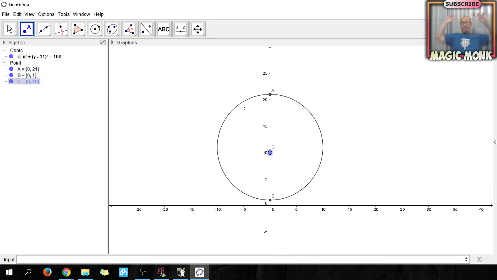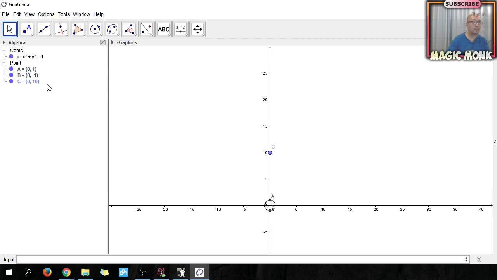Okay, where did I get the 11 from? So basically, you have the circle. Now, the 11 comes from originally I had x squared plus y squared equals 1. That's a small circle down here. But that's not going to help because firstly we want our circle to have a bigger radius. So I change this to 100. That controls the radius of the circle.